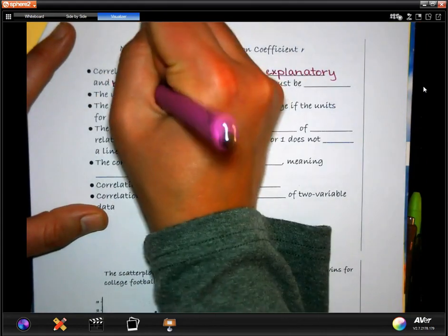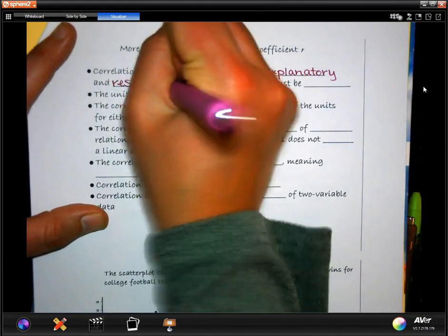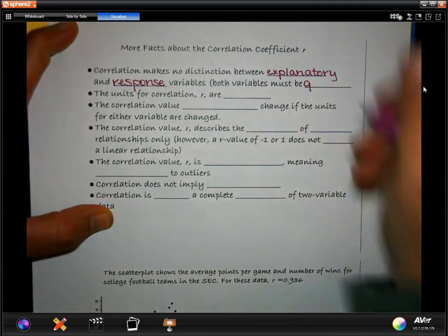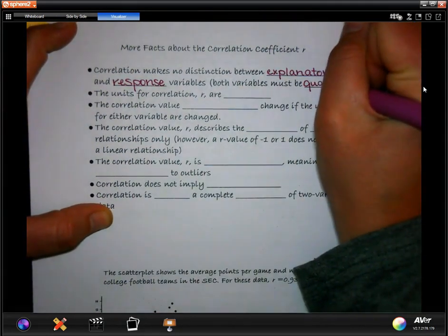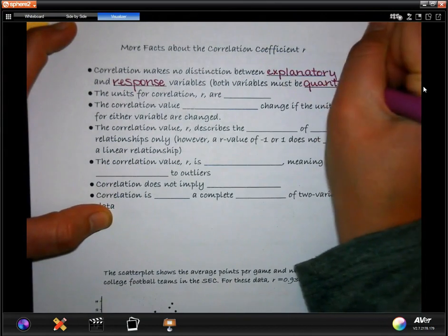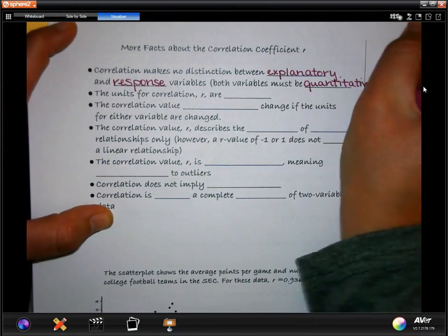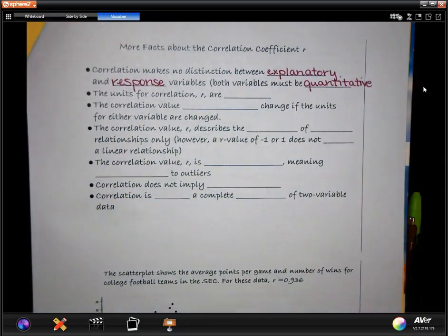They must be quantitative. So look out for statements where they try to talk about correlation with a categorical variable such as gender. They'll say something like the correlation between gender and number of speeding tickets is blah blah blah. You can't make a correlation with a categorical variable such as gender.